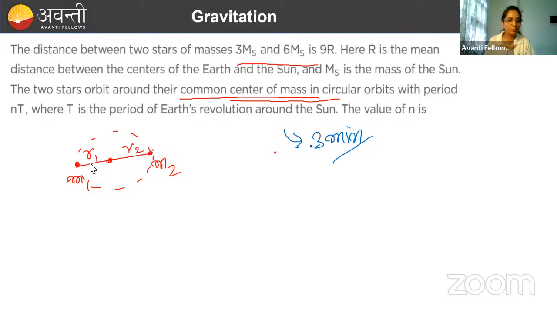And here the time period is given, but there is no need to complicate the question. 2 stars orbit around their common center of mass in circular orbits with period NT, where T is the period of Earth revolution around Sun. तो N का वैल्यू बताना, ठीक. So you can calculate R1, for any one, like radius. You can calculate the center of mass easily, so you can calculate radius. If you can calculate radius, you can calculate omega of any one rotation. M2 के लिए निकाल लो, M1 के लिए निकाल लो, दोनों ही same जाएगा.